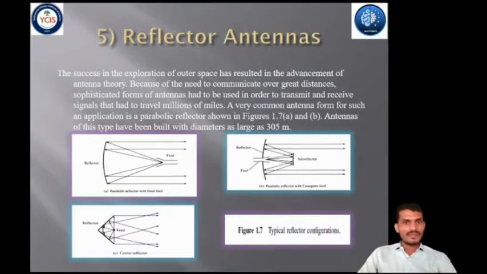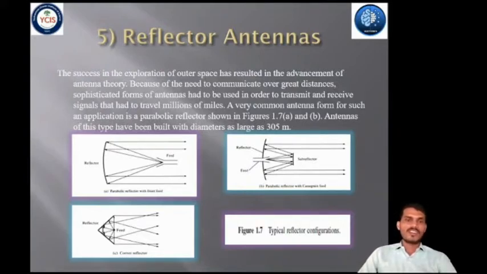Also, the reflector and feed are present in opposite sides with the front feed parabolic antenna, but with the Cassegrain feed parabolic reflector antenna, the reflector element and the feed element are present at the same side of the antenna, and another additional part is the subreflector of that particular Cassegrain feed antenna.